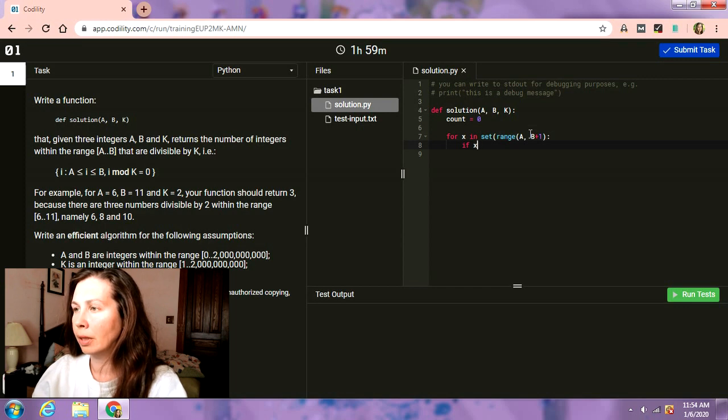If X modulo K is 0, then we're going to count how many times that happens. And then we're going to return our count.